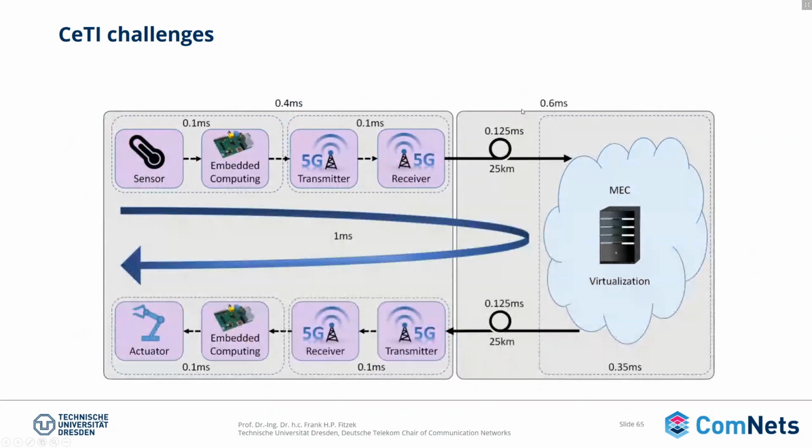Now, let's have a look at this 1 millisecond, right? If this is the hard bound, where could we spend it? And here you see three main parts, or let's say two parts. I call them the mobile part and the fixed part. And then we say 40% goes to the mobile part, 60% to the fixed part. So that's quite interesting.